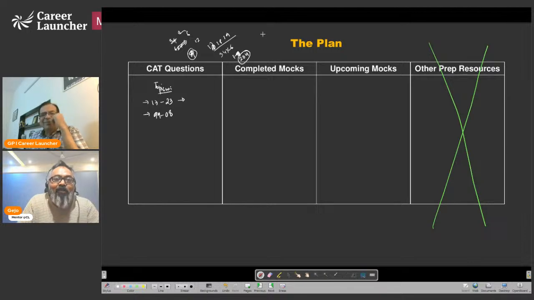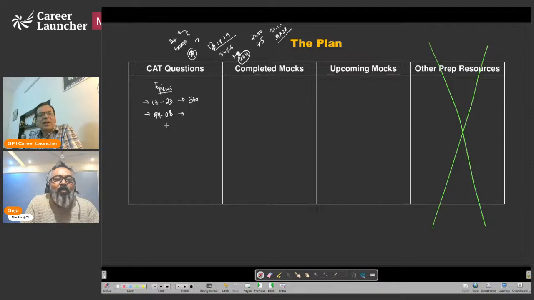Then 2020 is 26 into 3, let me add 75. Then 2021, 22, 23: 3 threes are 9 slots. Each of these has 22 questions. 9 into 22, it's about another 200 questions. So it's about 500 questions in all, roughly.